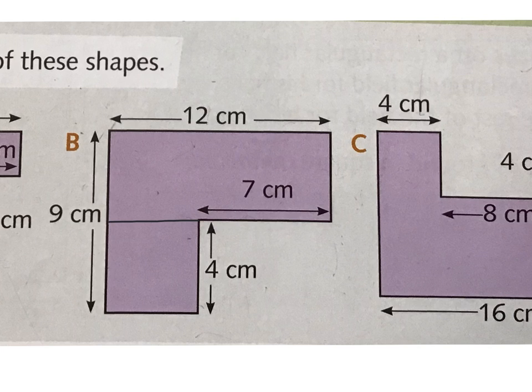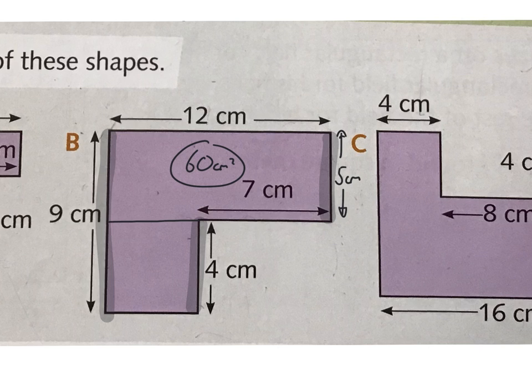And let's work it out. So we have 9 on this vertical side of the shape. We have 4 here. So this one will be the difference, which is 5 centimetres. So that's 5 centimetres. The width of this part is 12. So 12 times 5 will give me the area of the top rectangle here, and 12 fives are 60. So this part is 60 centimetres squared.